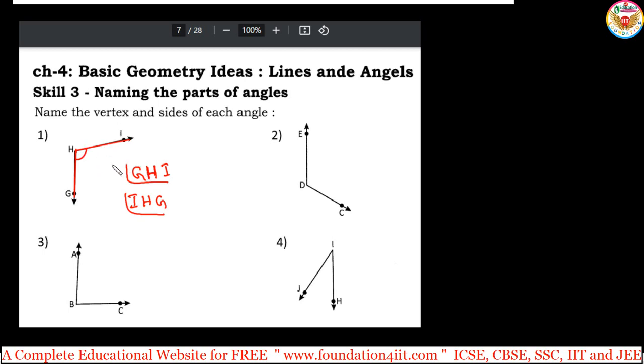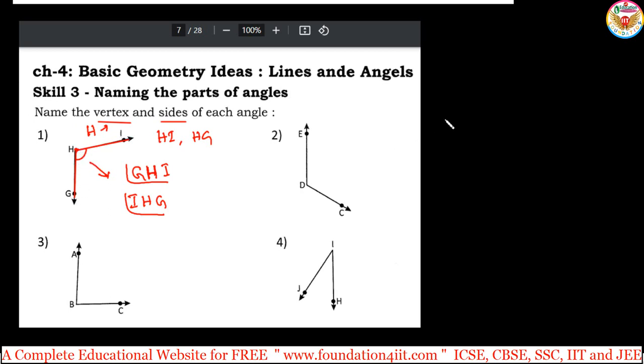And this actually denotes the angle. I am saying the angle part, but they are asking for the vertex and sides. So what are the sides? The vertex is H, the joining part, and the sides are HI and HG. The angle is just GHI or IHG.